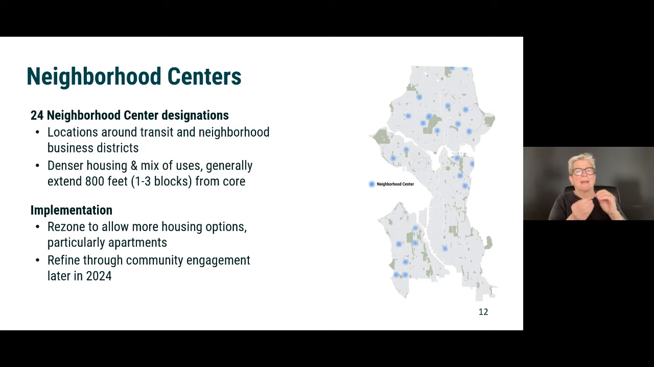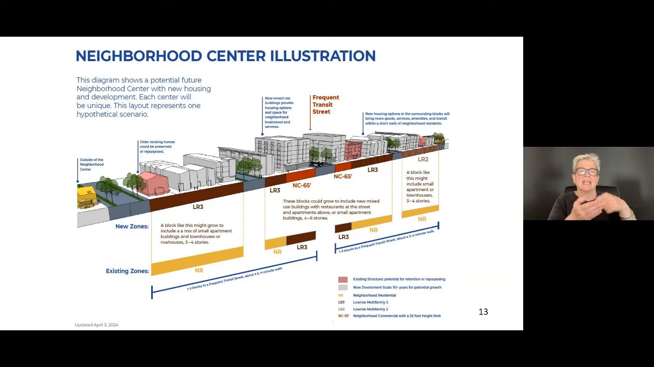Similar to urban center expansion areas, after public engagement, we'll be creating more detailed proposals, which will come out in the fall, and we'll have another round of engagement on those. Next slide. This is an example of what those neighborhood centers could develop into over time. You can see that in this case, it's a couple of blocks in both directions. It would allow for housing of a range, up to 6 stories right along the commercial core, and then more 4 and 5 stories towards the edges.